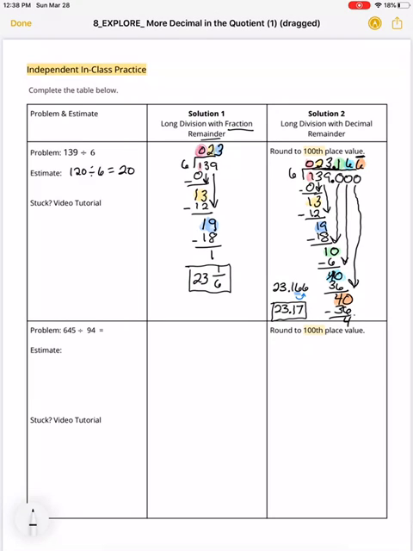This time we're gonna be using a little bit bigger number. We are gonna be dividing 645 by 94. We're gonna see how many groups of 94 fit into 645. So again, I'm gonna pick nice compatible numbers. I'm gonna change this to 600 divided by 100. And I know that my answer should be somewhere around 6.